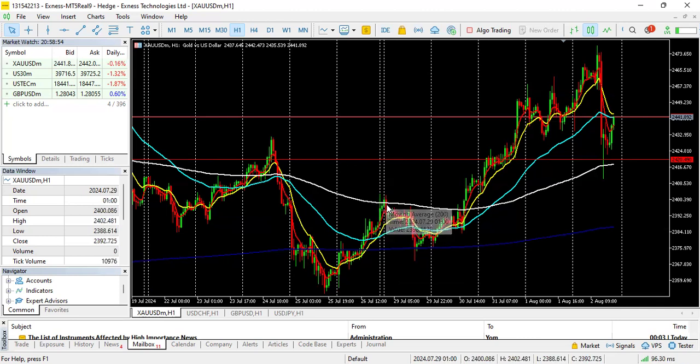What I'm looking for is a reversal on my EMA, a reversal on my 200 EMA here, right? And you will notice that this actually happened very fast, right?